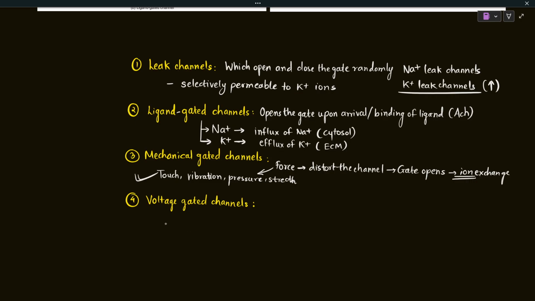And then the last and very important type of channels is voltage gated ion channels. Those ion channels open their gate when the membrane potential changes.